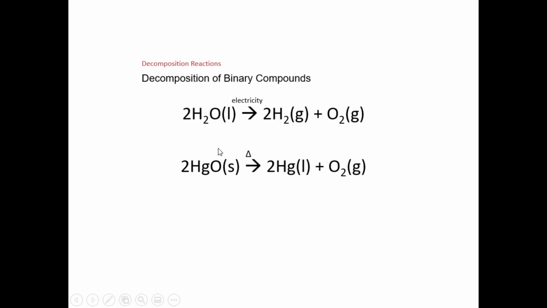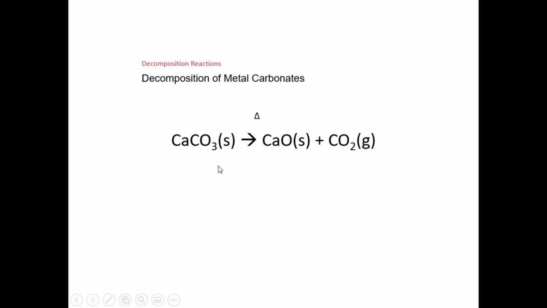So here are some decomposition of binary compounds. So this one down here is the one that we just looked at. If you were to take water and apply electricity, you could separate it into hydrogen gas and oxygen gas. Carbonates like calcium carbonate, which is chalk, if you heat them, you can get calcium oxide, which is lime, and carbon dioxide.